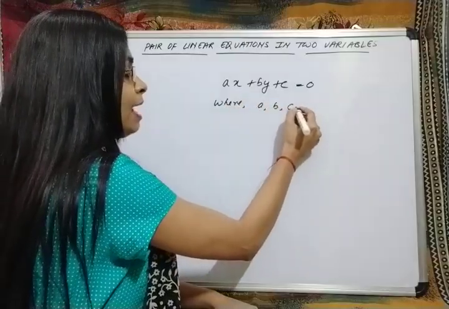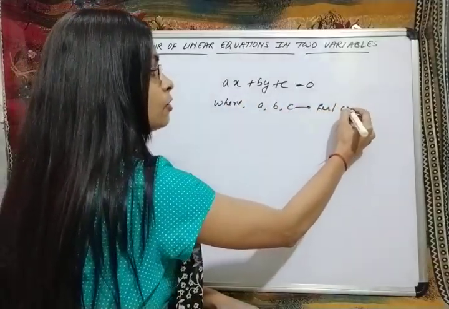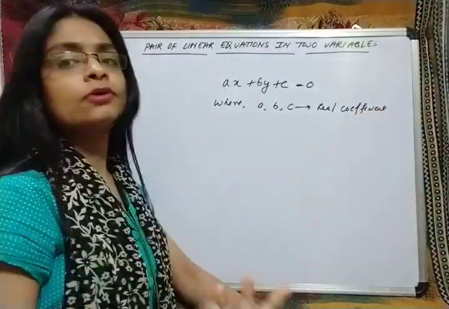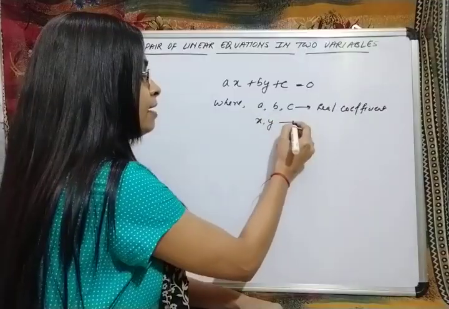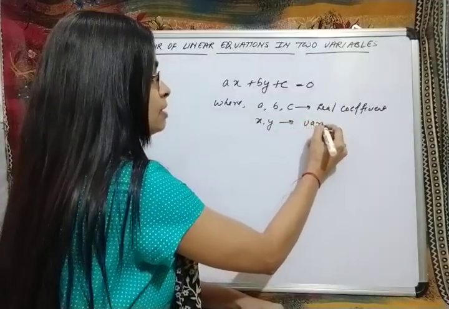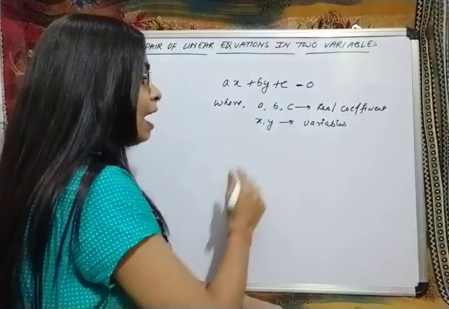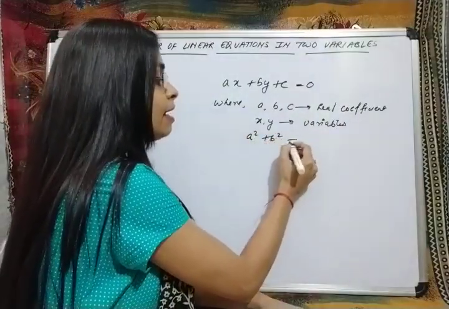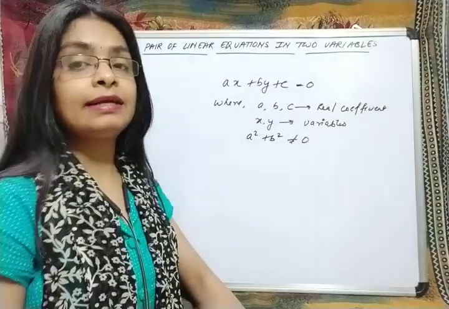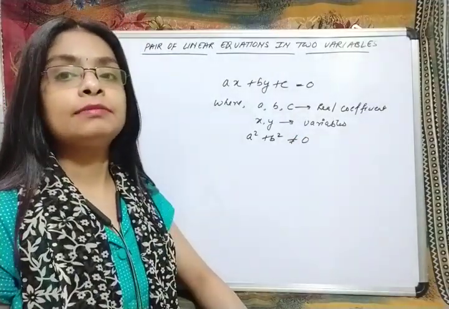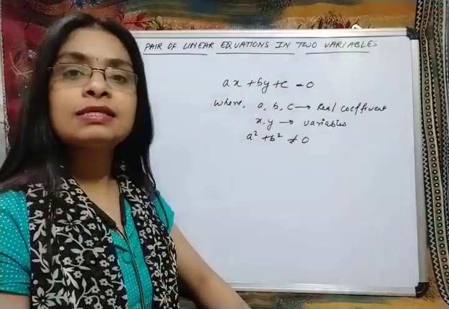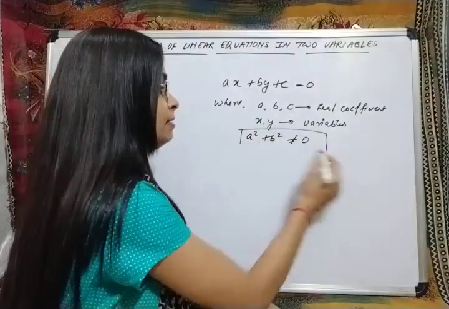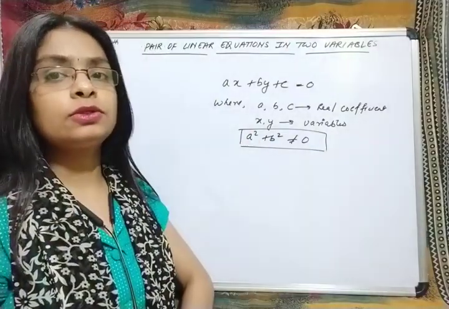a, b and c are real coefficients, or you can say real constant numbers. x and y are what? They are variables. And there was one more condition. What? That a and b can't be simultaneously 0. That is, at a time they can't both be 0. At a time only one can be 0, either a is 0 or b is 0, but both at a time not. And we show this like this: a square plus b square is not equal to 0.